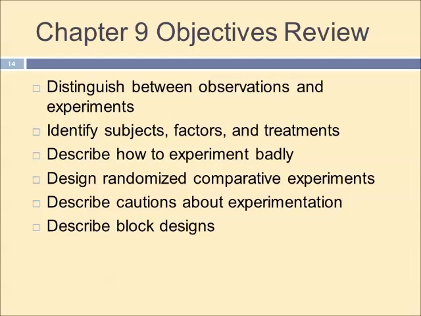So to review, we talked a little bit about observations and experiments and the distinctions between them. We identify subjects, factors, and treatments. How to experiment badly. Designing randomized comparative experiments. Some of the cautions about experimentation. And block designs.